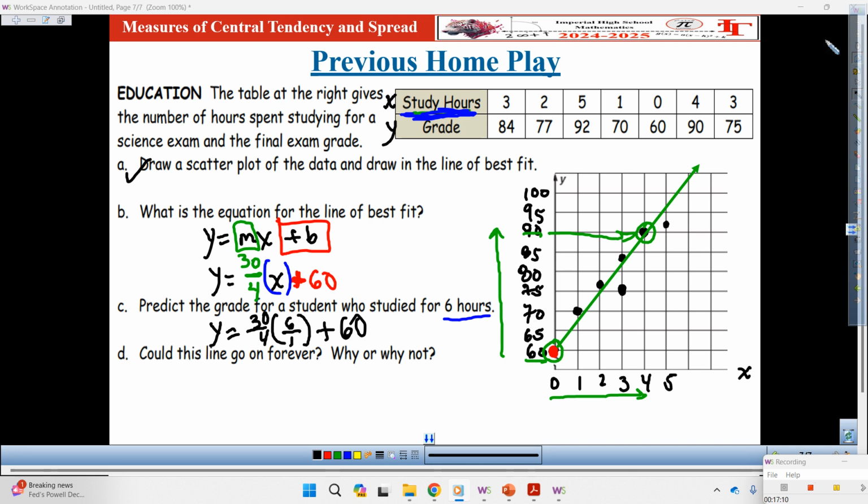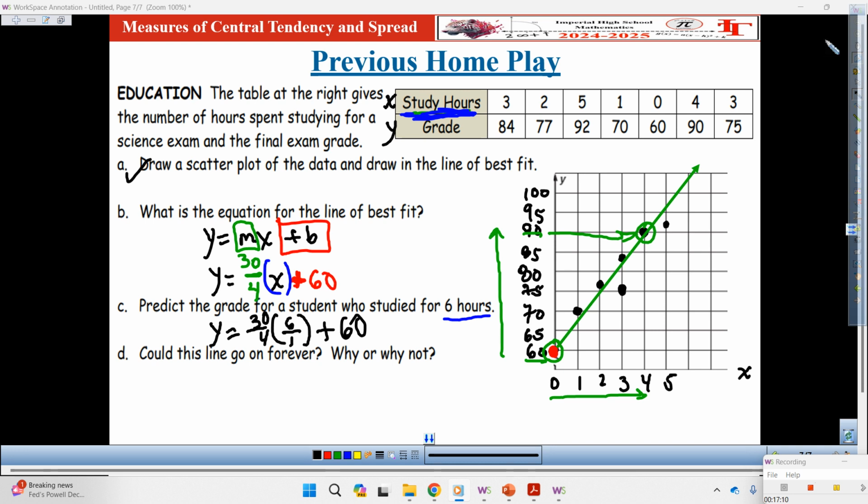And once again, the context of this problem is the table at the right gives the number of hours spent studying for a science exam and the final exam grade. Now, just usually how it goes, the grade pretty much matches to a percentage, if you want to think about it like that. All right, tell your neighbor what you got for C. Let's see what you got.